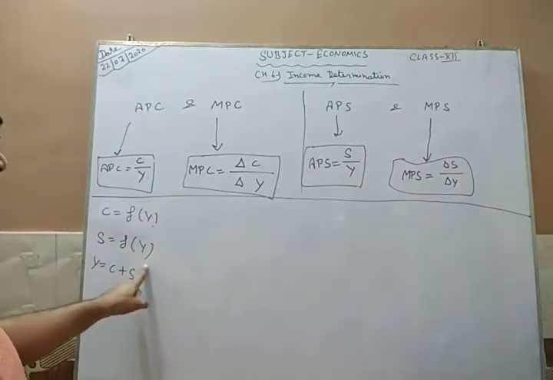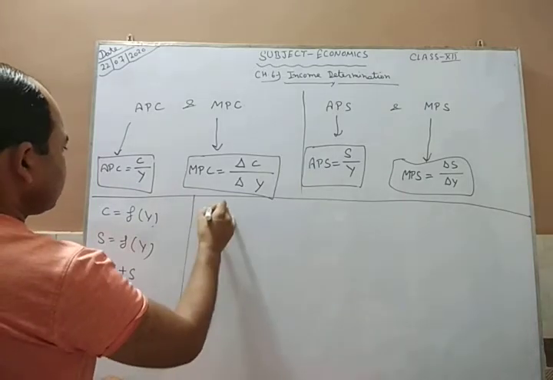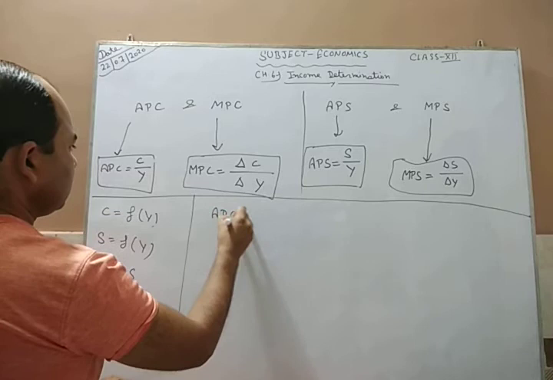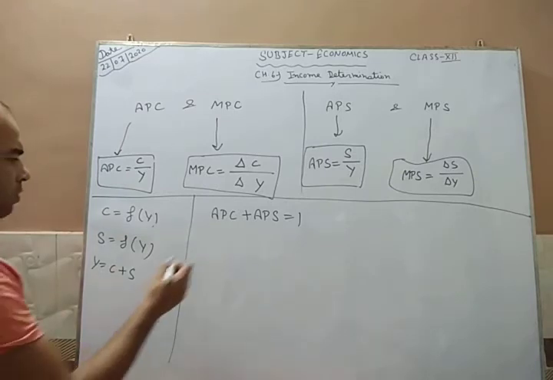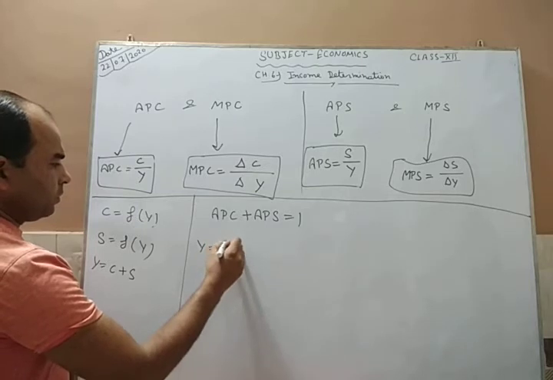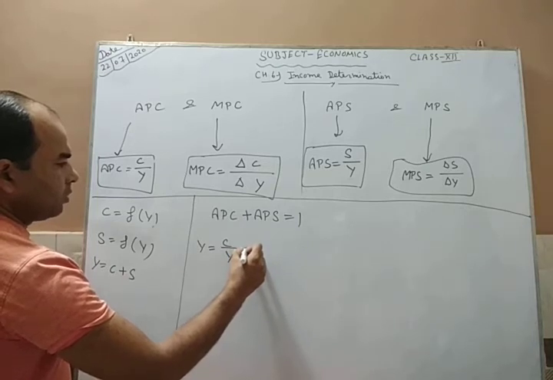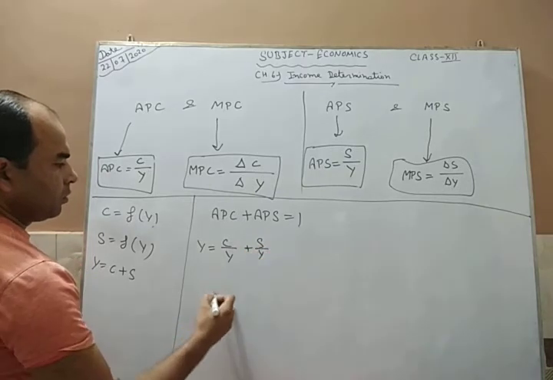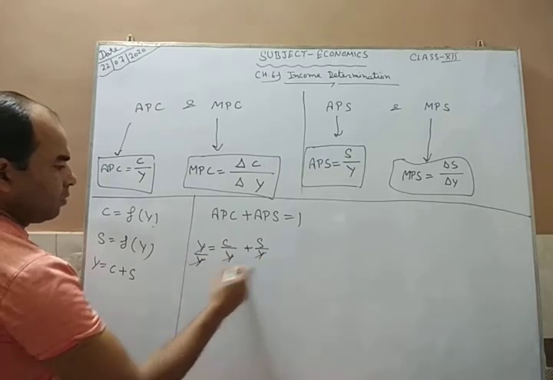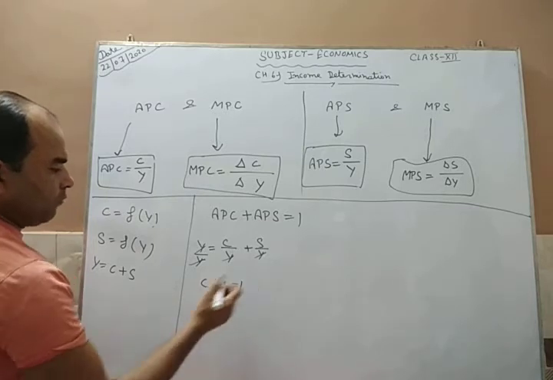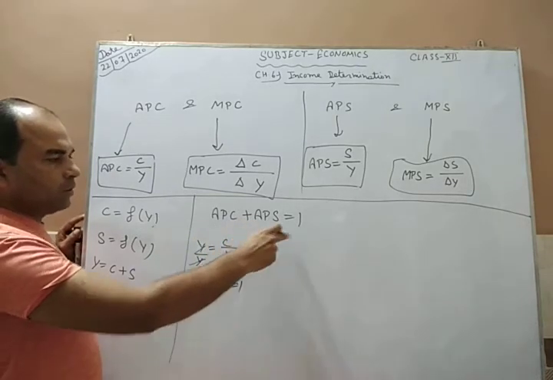If both are functions of this Y, Y is equal to C plus S, so you can easily say APC plus APS is equal to 1. This is clear to students. How? Y is equal to C plus S. Dividing by Y, C divided by Y plus S divided by Y is equal to 1, or 1 denoted here Y. This is clear to students. So we can say APC plus APS is equal to 1.